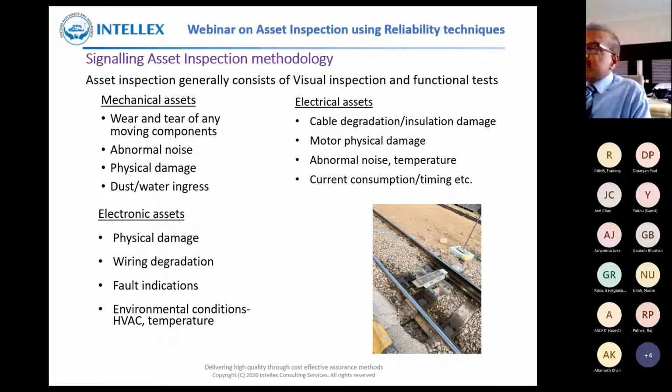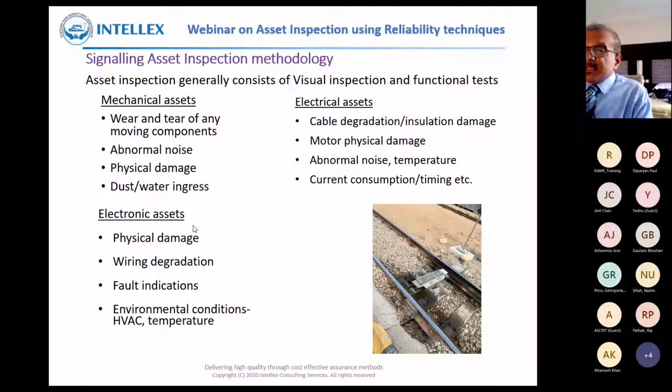Then electrical assets. Yeah, you will look for cable degradation, insulation damage, any kind of motor physical damage, and the same type of issues like abnormal noise, temperature. When it is operating, is the temperature high? You may also look at the current consumption, and if it's a point machine, say in the moving, whether the timing is within normal windows.